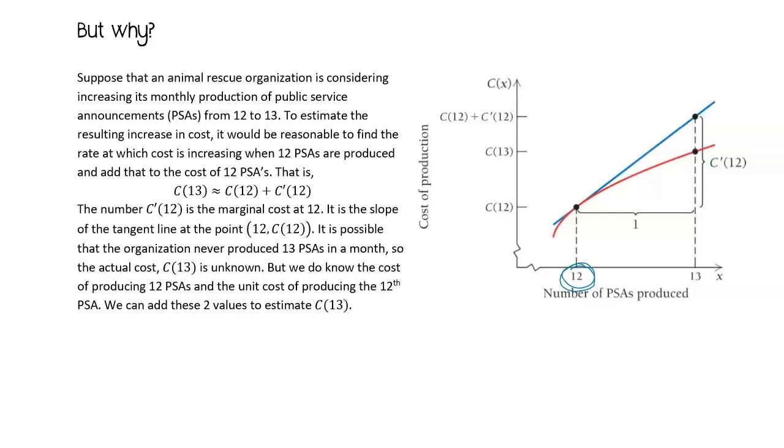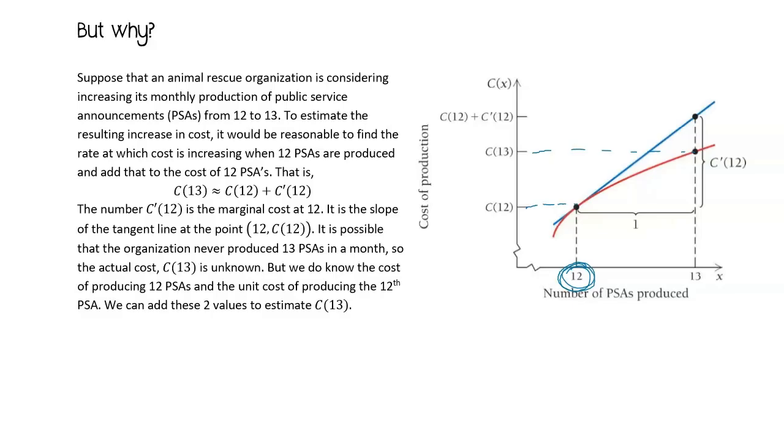So let's first look at this red line, the bottom line. Looking at the function, here's the cost of 12 PSAs, and here's the cost of 13 PSAs. But if you're a member of this business, we don't know how much it costs to produce 13 of these PSAs until we've actually done it. So how do we project that? To do that, we're going to find the rate that 12 PSAs is changing.